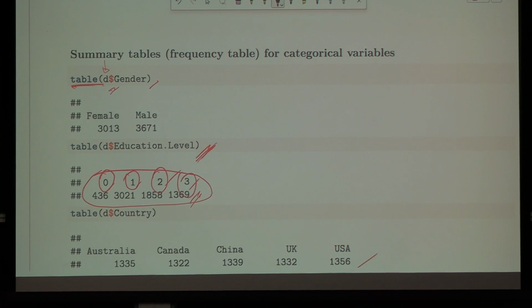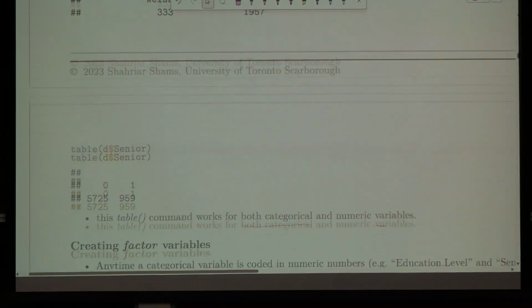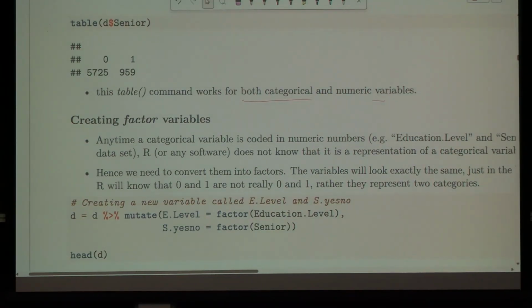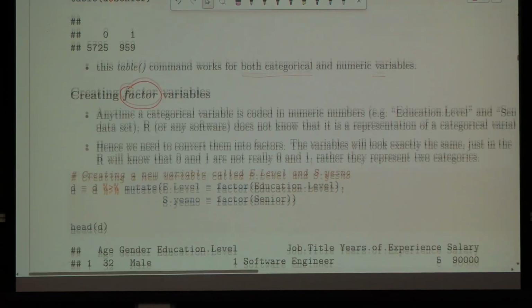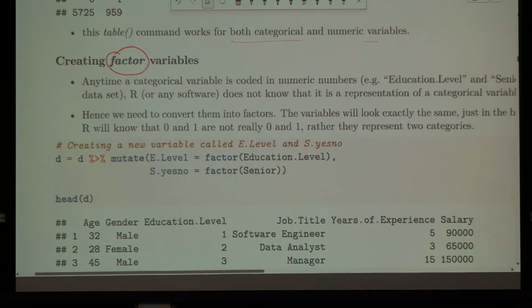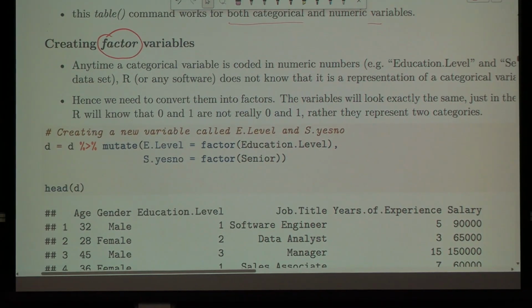So how do you tell R that, hey, those 4 numbers, they are not really numbers, they mean different things, they mean different categories. So the way to do that is creating what we call a factor variable, which takes a number or takes something and then returns you a factor. So I will show you this line of code and then maybe try to guess it.